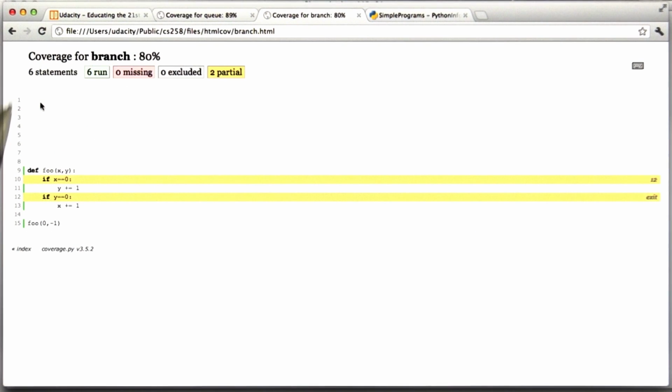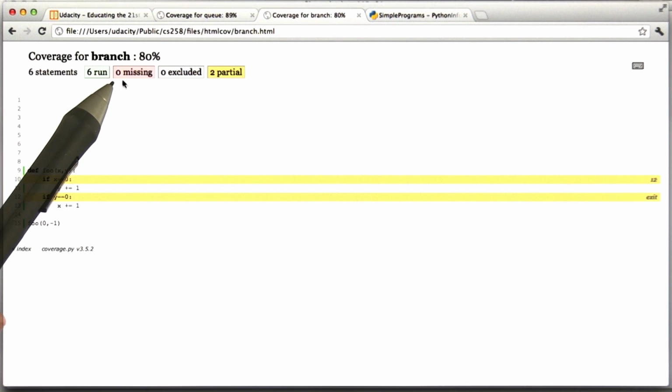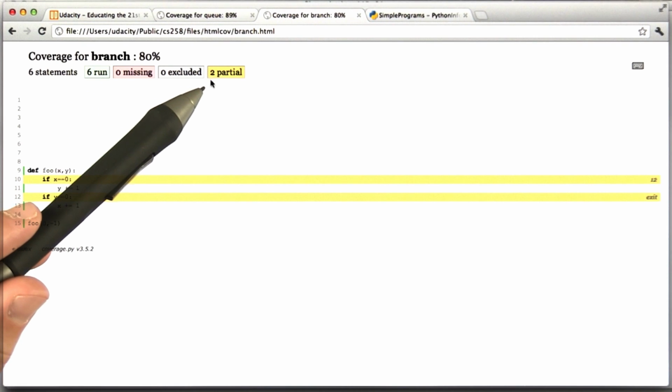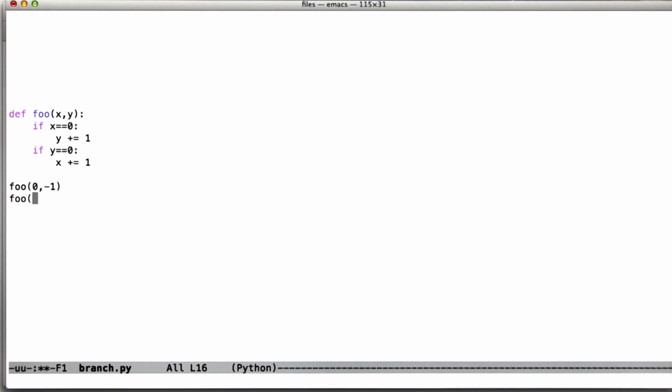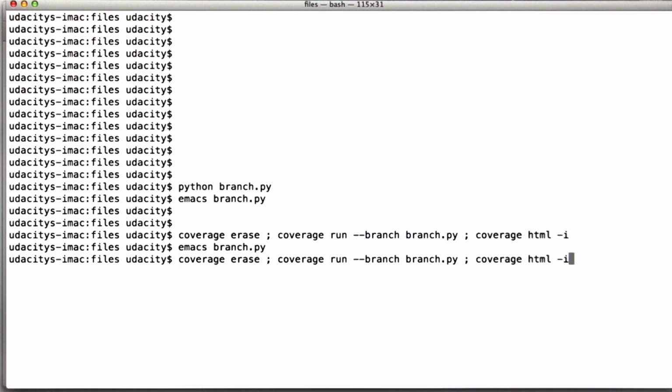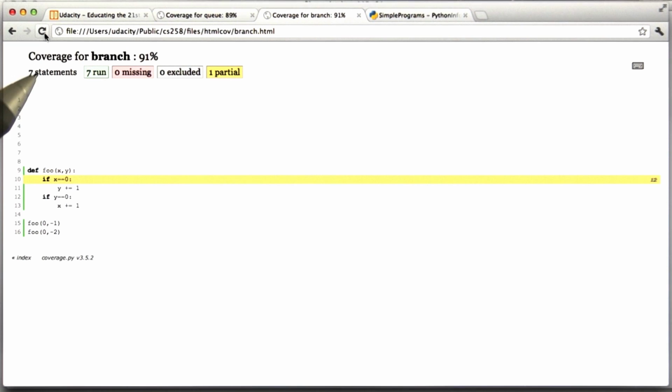And if we look at the output, it's going to tell us that out of 6 statements, all 6 of them were run, and there were 0 missing statements. So at the statement level, we've achieved 100% coverage. On the other hand, at the branch level, we had 2 branches that were partially executed. That is to say, only one of their 2 possibilities was realized during execution. So now if we change this a little bit by calling foo a second time with 0 and minus 2, run the coverage tool again, what we'll see is that the second branch, the test of y, now is executed both ways. On the other hand, the first branch, the one that tests x, still is partially executed.